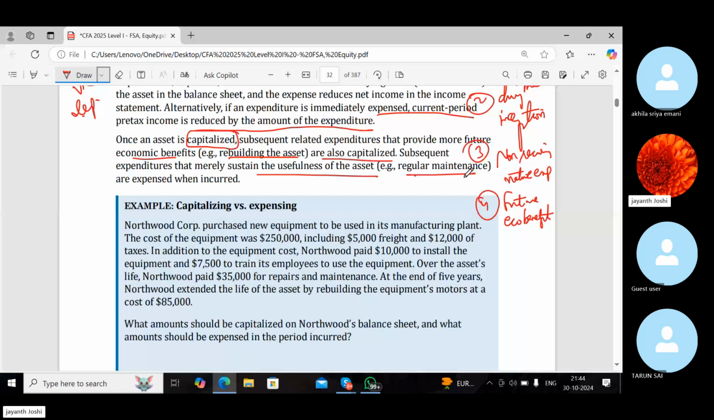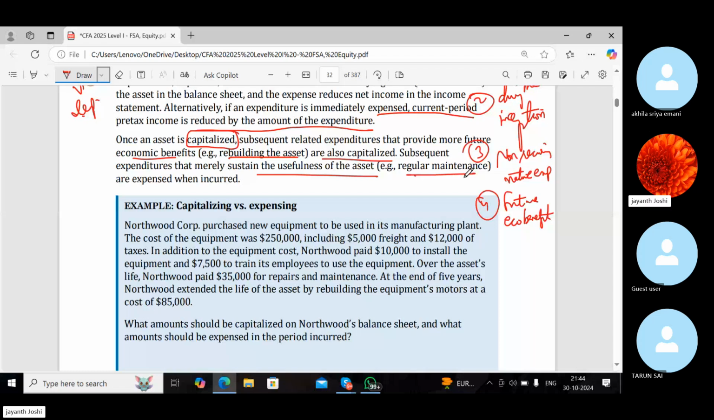And first, what you're doing is you're capitalizing the asset. Capitalizing the asset is nothing but writing this on the asset side of the balance sheet. What happens if you write the asset on the asset side of the balance sheet? Every year you have to show the depreciation expense. Because the asset is shown in the balance sheet, but every year it will be expensed via depreciation. So first, when you bought this asset, you put it in the balance sheet.